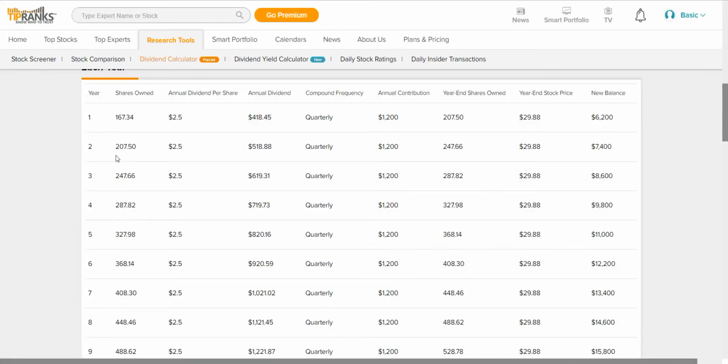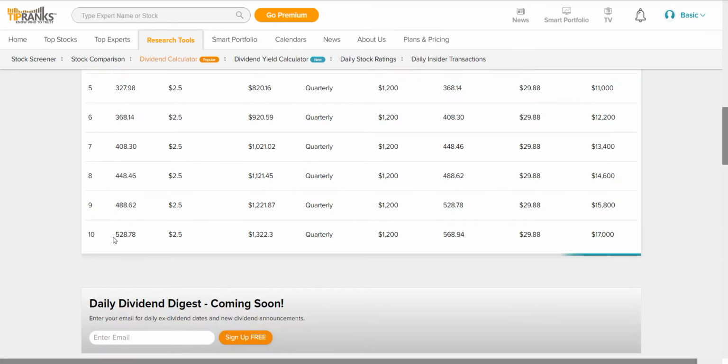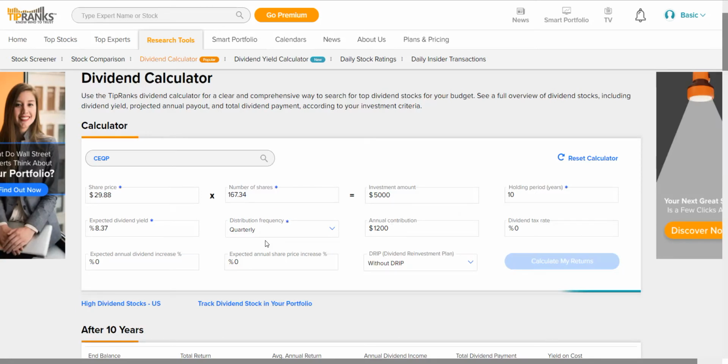So in year 2, we have 207 shares, which gives us an annual dividend payout of $518. Year 3, we have 247 shares with an annual dividend payout of $619. And if we scroll down to year 10, we now have a total of 528 shares and an annual payout of $1,322. So that is an improvement from only investing $5,000 and adding money to it on a monthly basis.